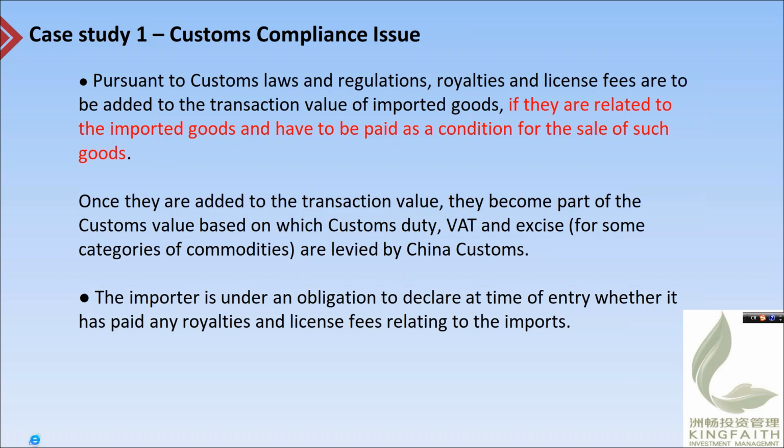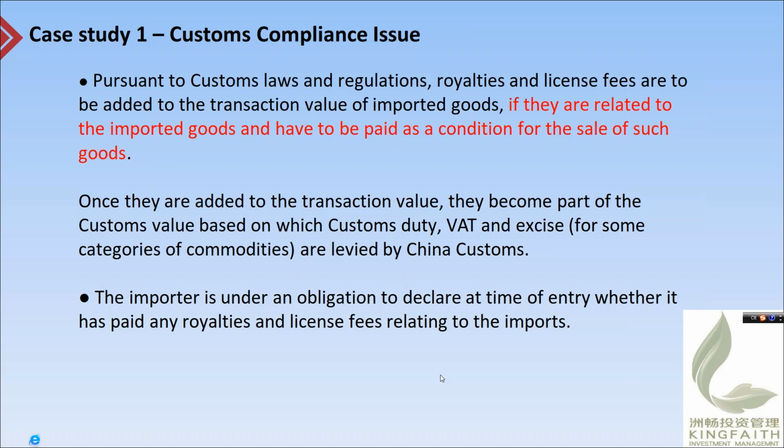So we expect that the administrative penalty will be exempt, though we're not sure whether there's a substantial amount of duty pursued finally by the customs. But we are trying to exempt our client from the administrative penalty. So this is the case, the first case.